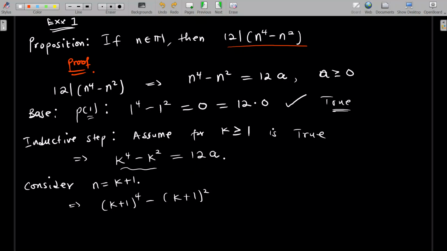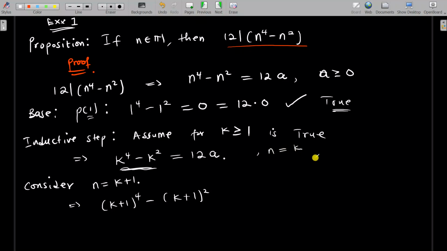But then I'm going to use this idea here, right? That k to the fourth minus k squared is actually equal to 12a. Now this is true for everything that is less than k. So we are assuming that for k greater than or equal to 1, this is true. So it means all the way to n equals k. So since you showed that when n equals 1 it is true, it means everything that is below k is true.